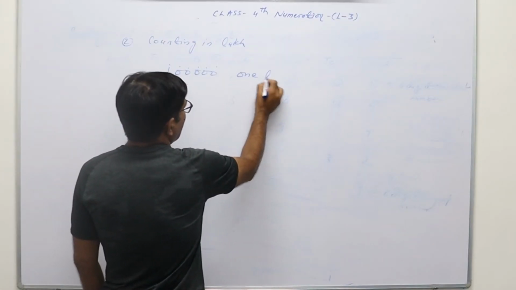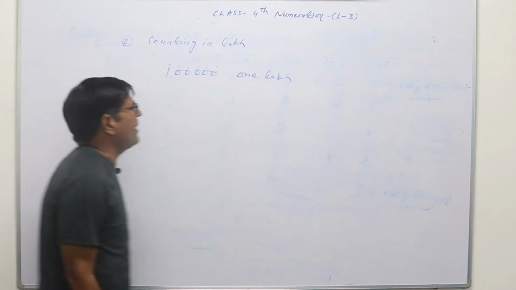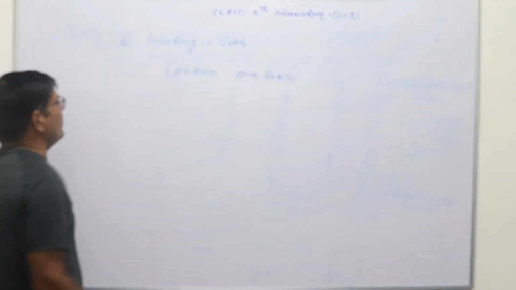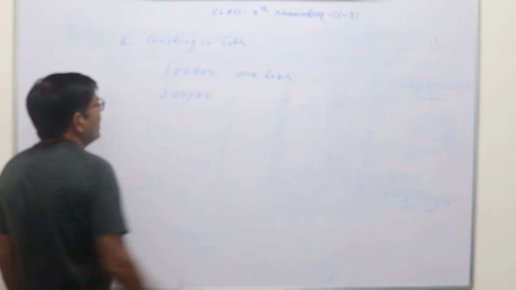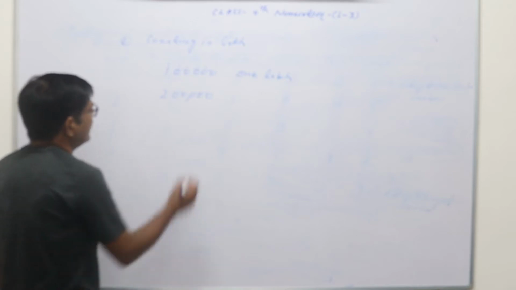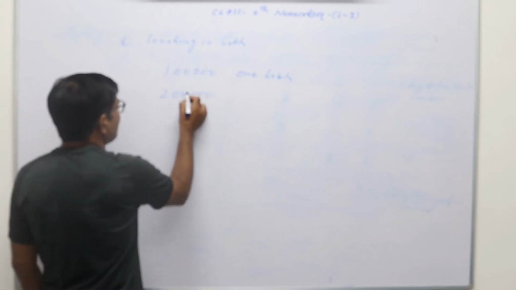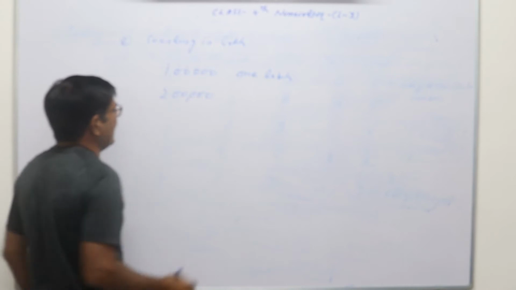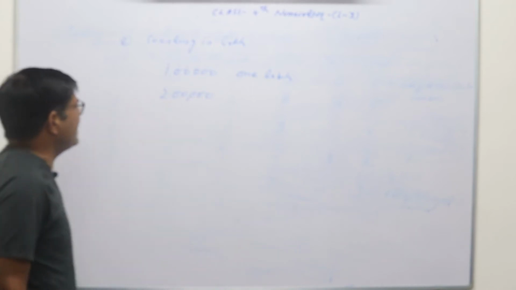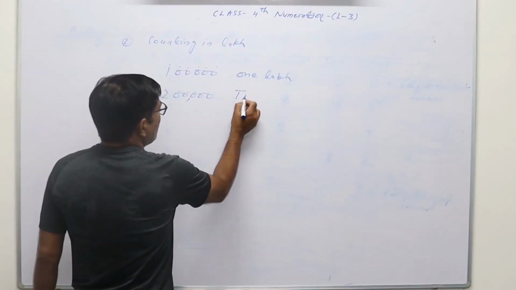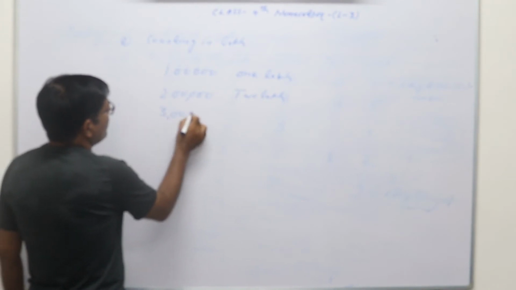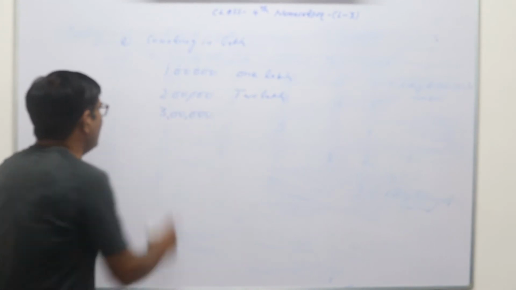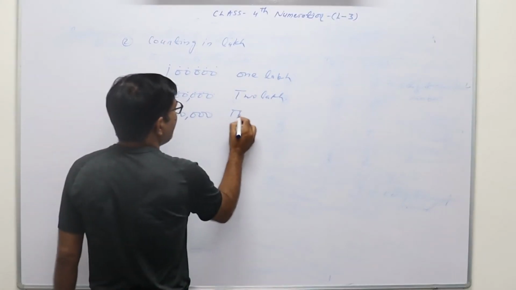So to write 1 lakh, put 5 zeros after 1. Similarly, if we have to write 2 lakh, then 2, put 5 zeros after 2. So this is ones, tens, 100, 1000, 10,000 and lakh. So at the place of lakh, the digit is 2, therefore it is 2 lakh. Then if you have to write 3 lakh, then 3 and put 5 zeros after 3. So this is 3 lakh.